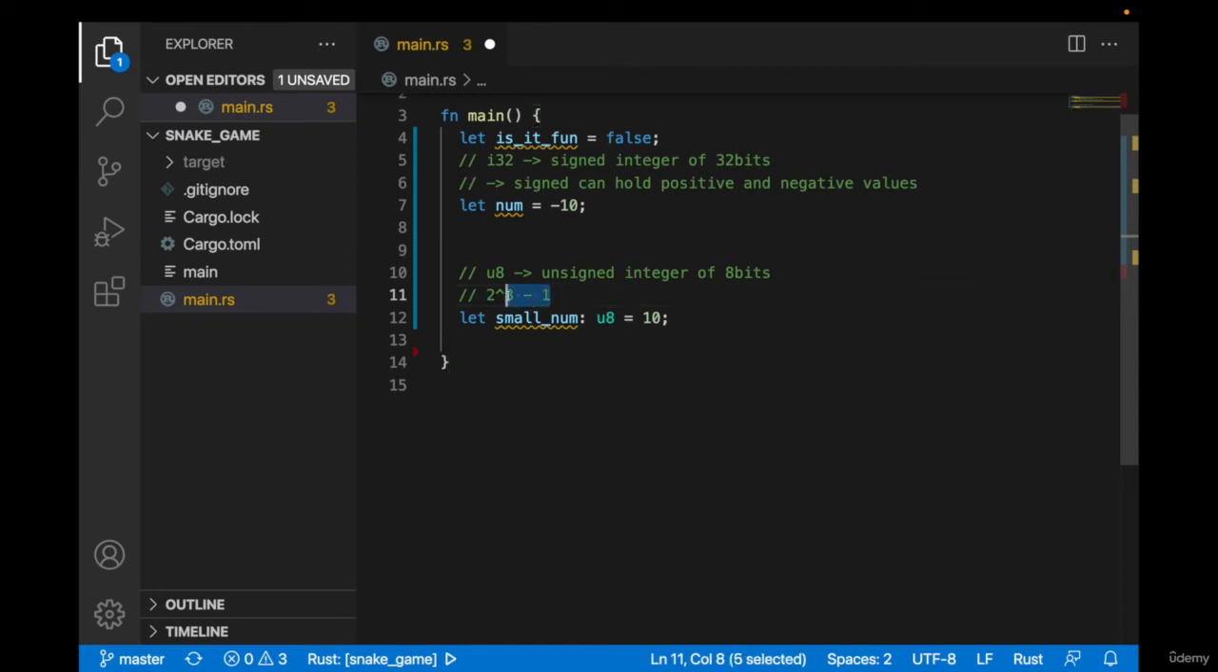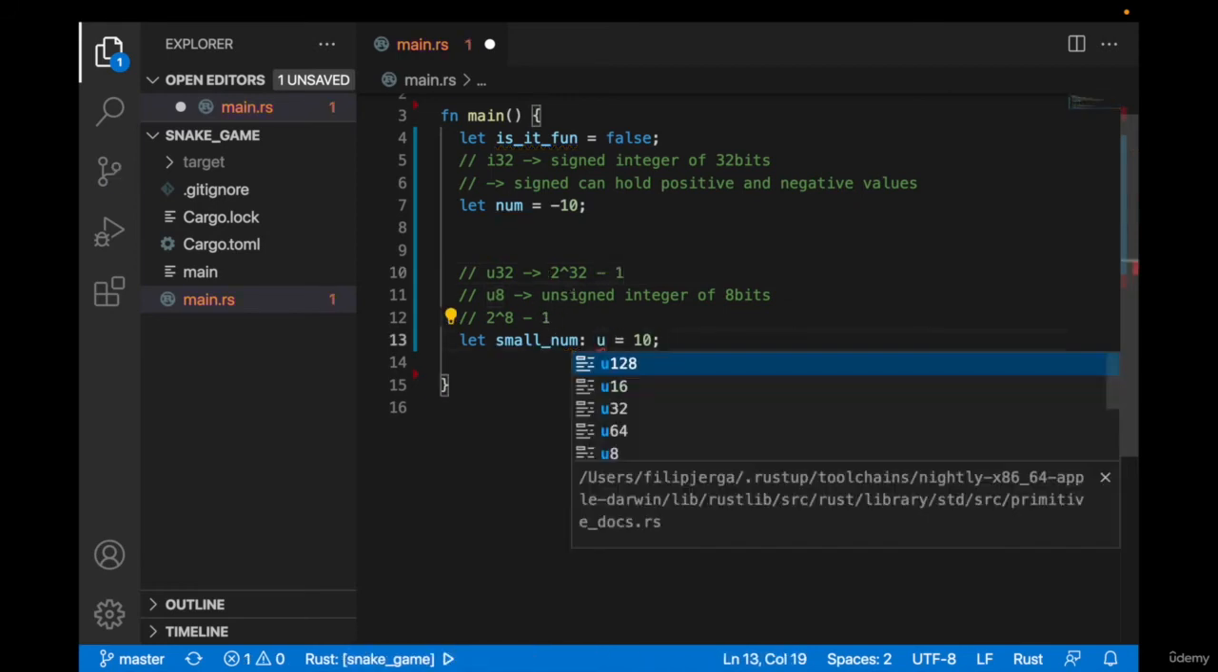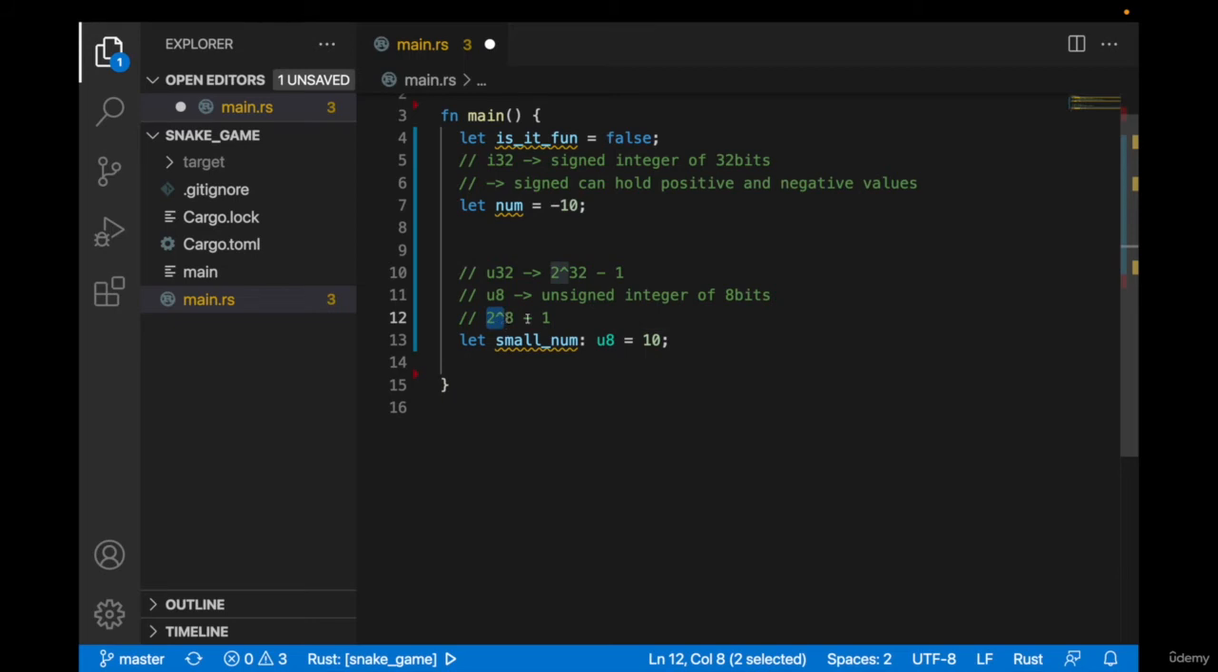Okay, that's the maximum value we can hold with a u8 type. Similarly, if you had a u32 type, that's 2 to the power of 32 minus 1, so that's a much bigger value. And you have types such as u8, u16, u32, u64, u128. Okay, so how many values can 2 to the power of 8 minus 1 hold?